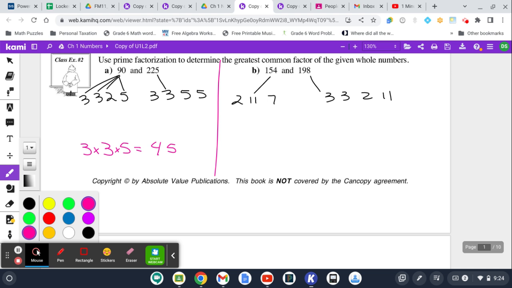So 2 times 11. That's it. Put in another 2 on the board. Don't need any more 2s? No, they only have 1 2 in common, and 11. So the greatest common factor of those two numbers is 22. Good. All right.